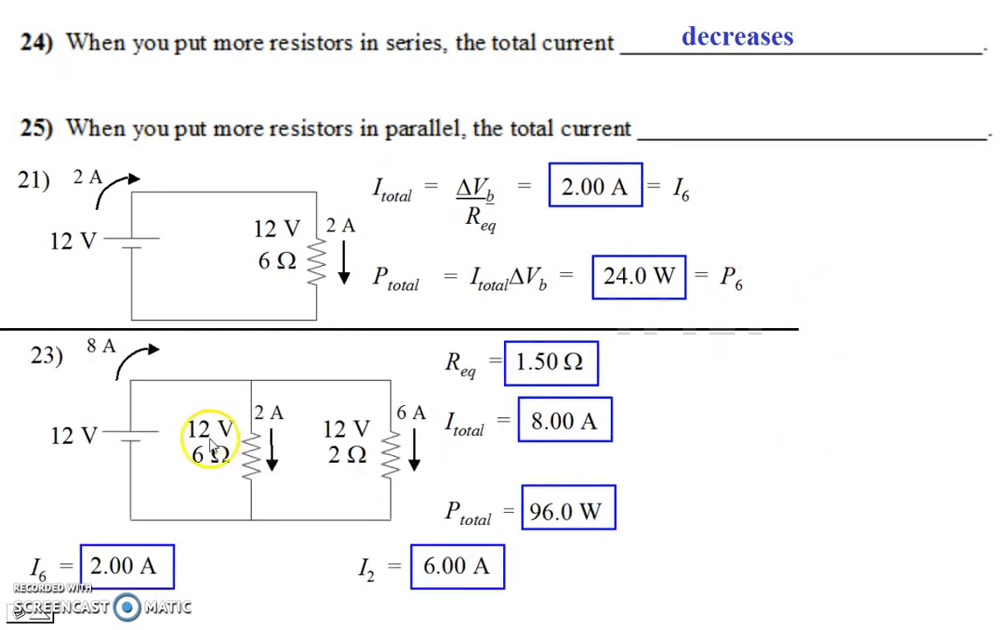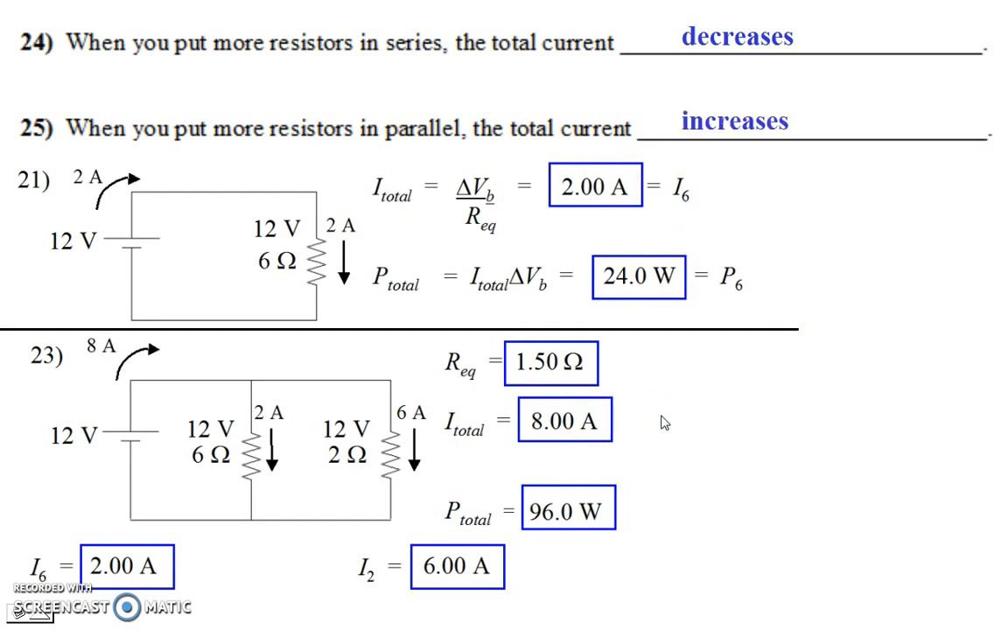So I just replace this with problem 23. Here's the original 6 ohm resistor. Here's that same 6 ohm resistor with now an extra 2 ohm resistor in parallel. So we put more resistors in parallel. What happened to total current? The total current went from 2 amps to 8 amps. It clearly increases. It makes perfect sense.